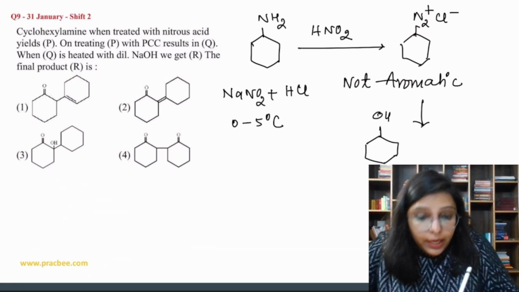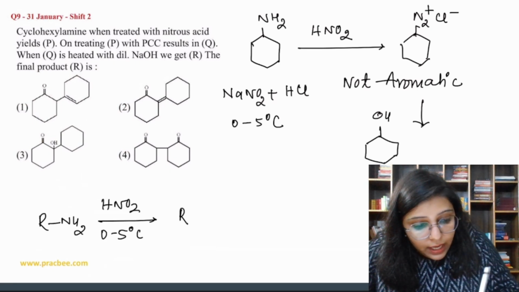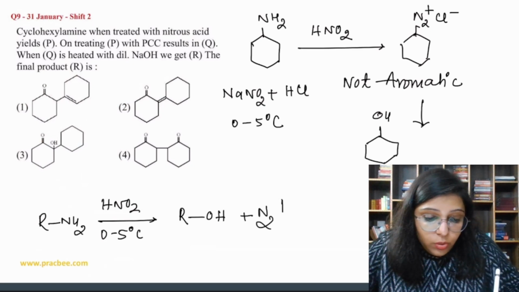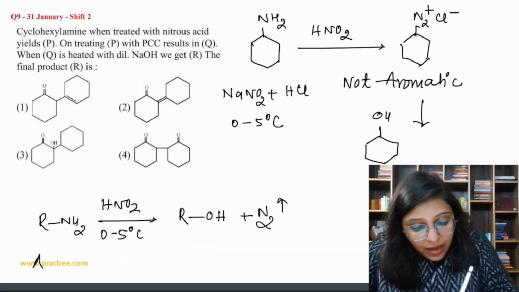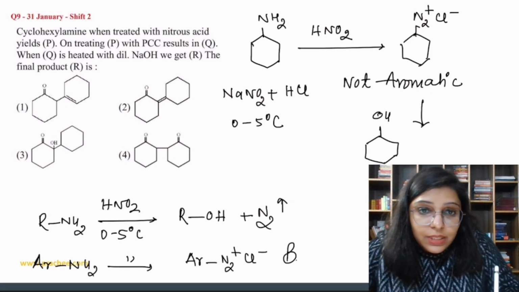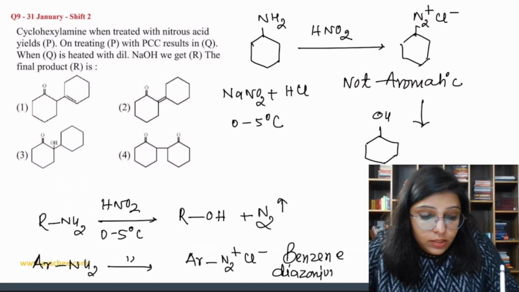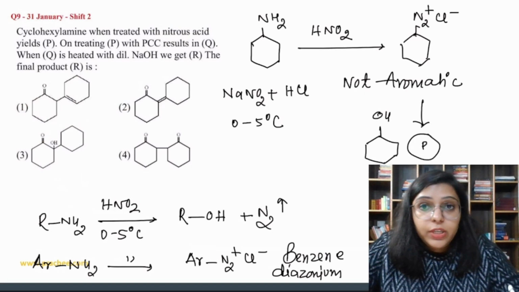So what happens after reaction with HNO2 is that it is converted to OH, right? It means if we have RNH2, in the presence of HNO2 at 0 to 5 degrees Celsius, we get ROH directly. We are going to remove N2 obviously. Okay? But we write ROH. But if we have ArNH2 and this is 1 degree, so we get ArN2 plus Cl minus, that is benzene diazonium chloride. So we get this if we have aromatic, okay? So it means this is going to be P. Now I'm treating P with PCC.